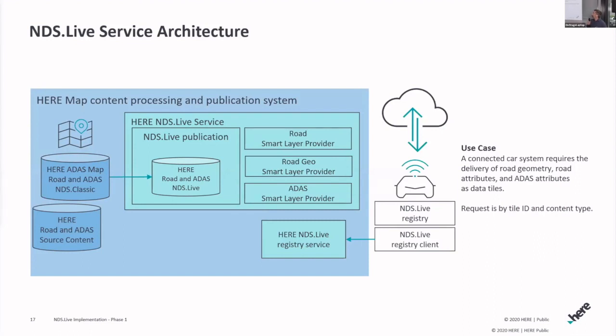And we have the registry service that is used by the cars to detect the service, identify what the service offers, and connect and make use of it. And the use case which we support is that a connected car system can request the delivery of road geometries, road attributes, and ADAS attributes as data tiles. So Fabian said this is one aspect of NDS Live. We started with that one, so others we will cover later. The request is by tile ID and content type, and that's what our service delivers.